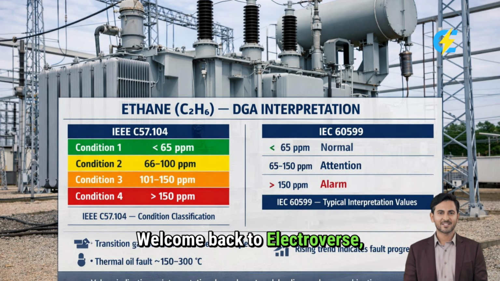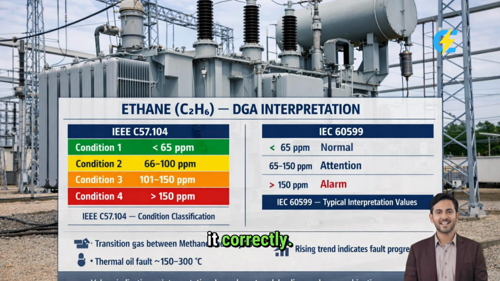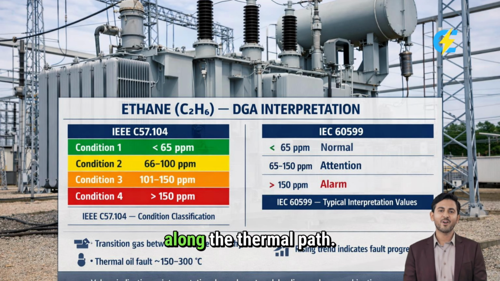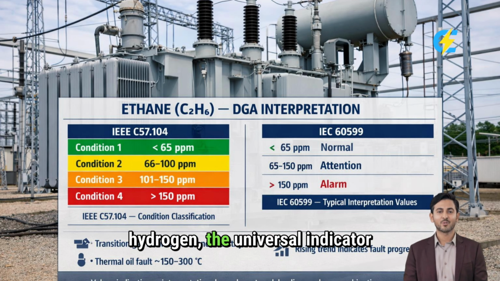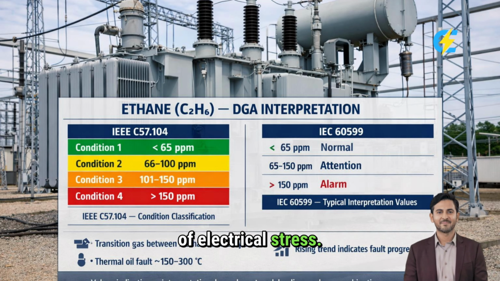Welcome back to Electroverse, where transformer gases tell a story and engineers learn how to read it correctly. Today we move further along the thermal path. We are talking about ethane, the gas that tells you heating is real and it is increasing. If you've been following our DGA series, you know we started with hydrogen, the universal indicator of electrical stress. Then we covered methane, the gas that signals heat has started. Now we reach ethane, written as C₂H₆, the bridge gas between early heating and serious overheating.